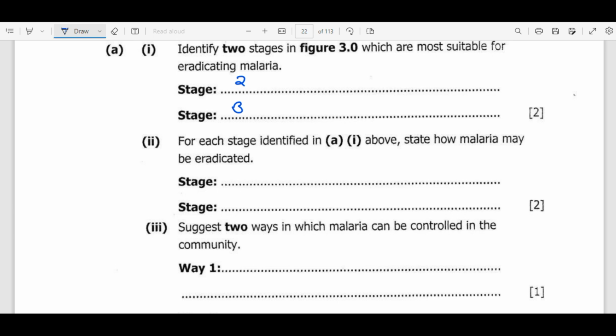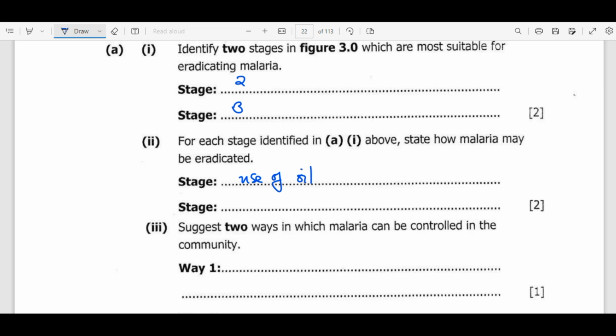So the first one is use of oil. Oil is supposed to be sprayed on the surface of water such that it will avoid oxygen, and then they will die because they will not have enough oxygen there.